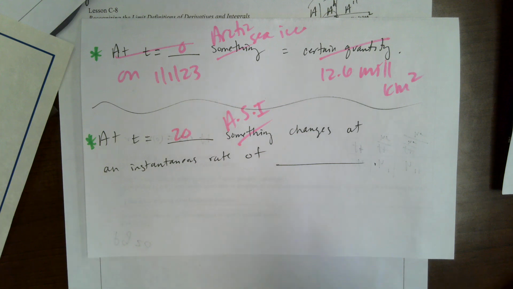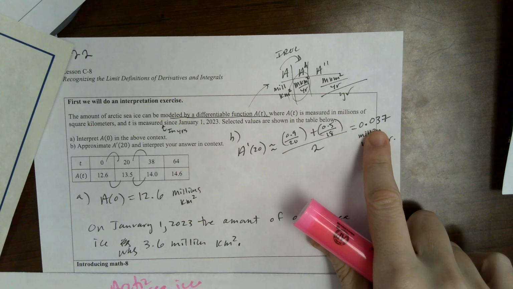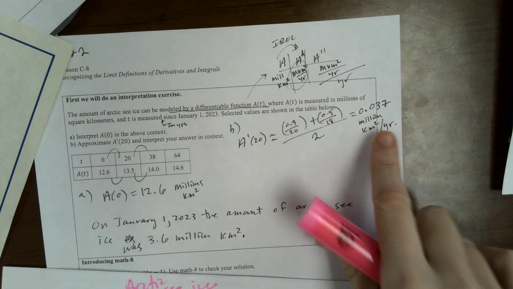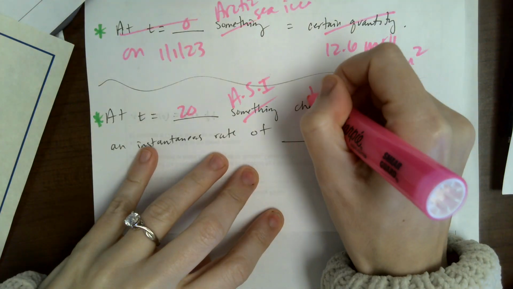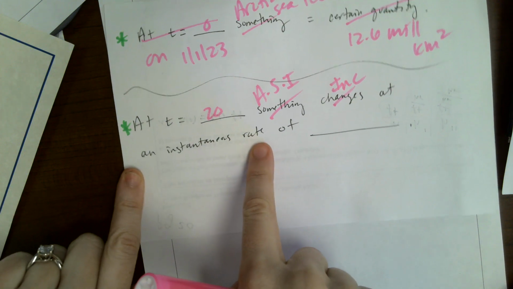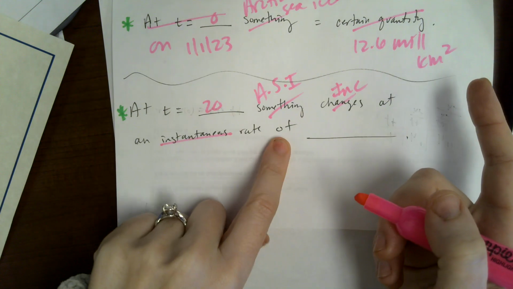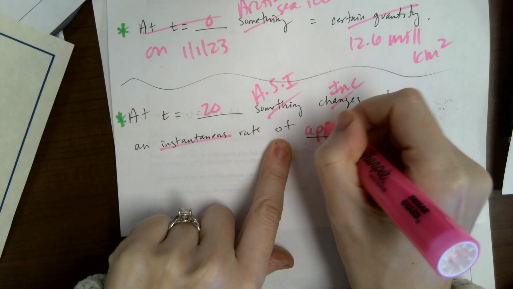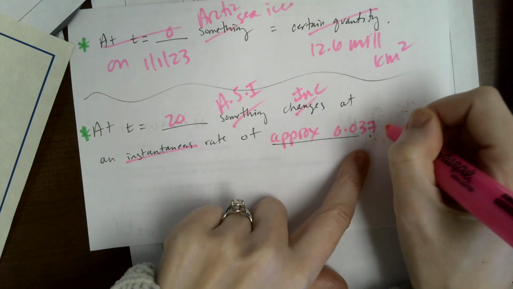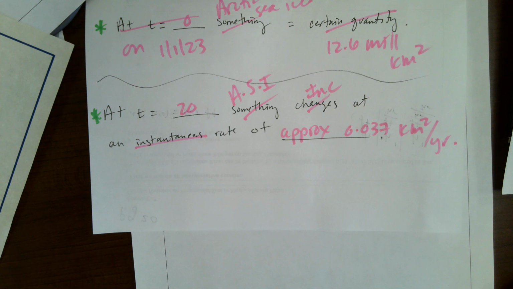Is it increasing? Is it decreasing? This depends on the sign, on whether you get a positive or negative rate of change, approximately. This is positive. So it is increasing at an instantaneous rate. Guys, you don't have to say the word instantaneous, that's implied, but you have to say of approximately 0.037 kilometers squared per year.